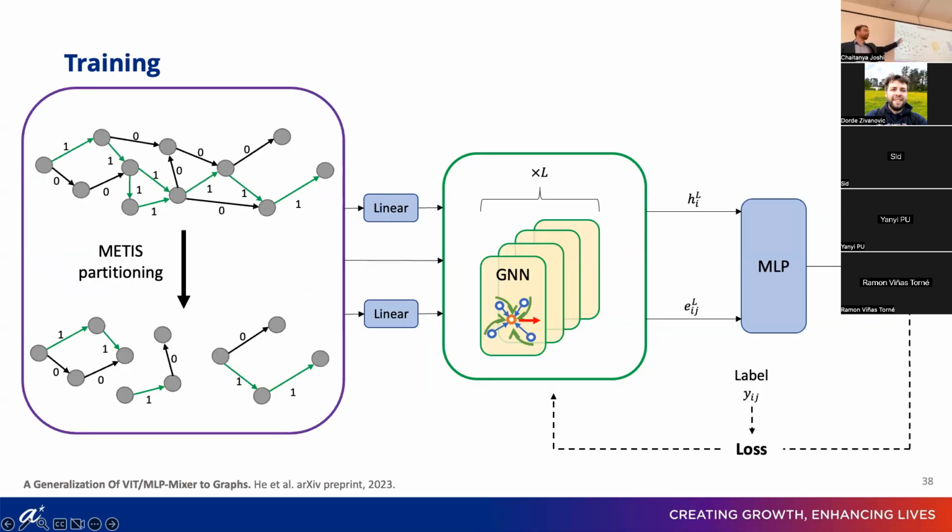We had to partition our graphs into smaller subgraphs. For this, we used Metis. This is a really fast algorithm that partitions your graph into a certain number of partitions with the idea of cutting the minimal amount of edges in the graph.